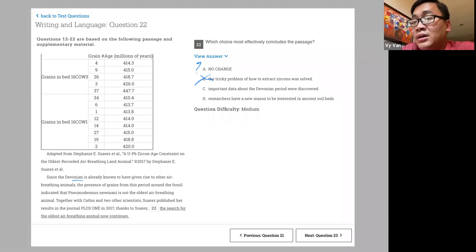C, important data about the Devonian period were discovered. Who cares about this, okay? We just want to prove that Pneumodesmus newmani is not the oldest air-breathing animal. So D, researchers have a new reason to be interested in Silurian events. Okay, and this is irrelevant. The only thing that's relevant is A, the search for the oldest air-breathing animal now continues. And that makes sense. So the answer is A. Right there.